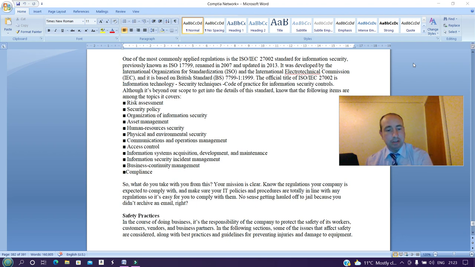Safety practices. In the course of doing business, it's the responsibility of the company to protect the safety of its workers, customers, vendors and business partners. In the following sections, some of the issues that affect safety are considered, along with best practices and guidelines for preventing injuries and damage to equipment.